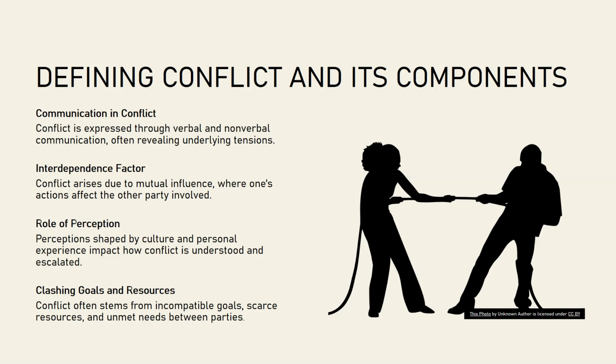It arises due to mutual influence, where one party's actions affect the other. Perceptions shaped by culture and personal experience play a significant role in how conflict is understood and escalated. Conflict frequently stems from incompatible goals, scarce resources, and unmet needs between parties.